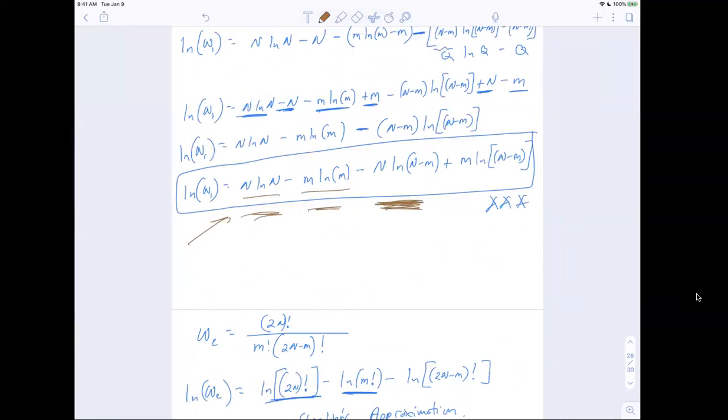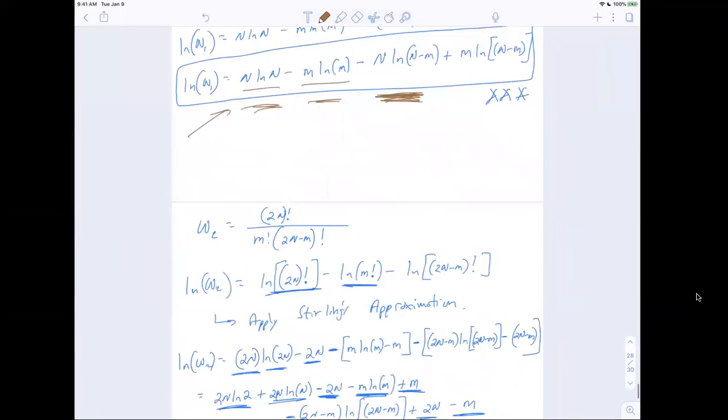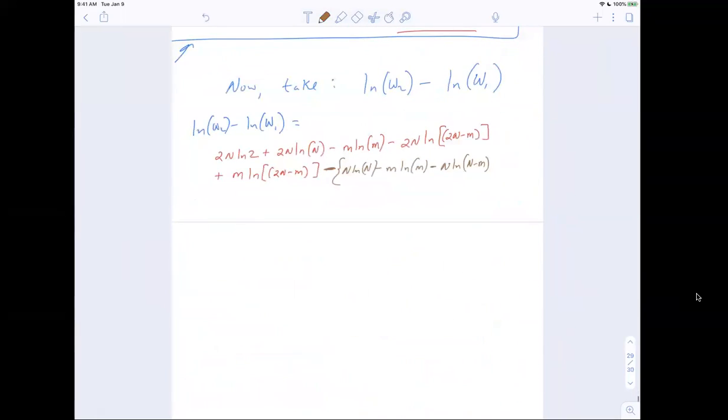And then finally, we have little m times the log of that difference. So we'll put in plus little m natural log of n minus m. And then we close the curly brackets. All right, so that's it. And now let's simplify and see what we get.